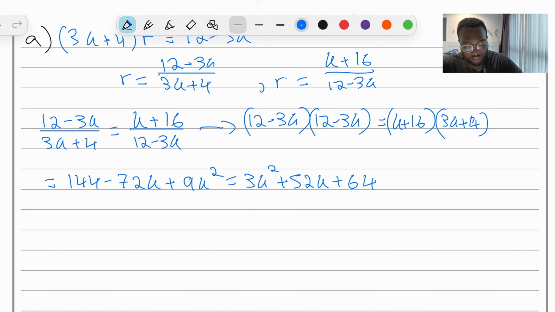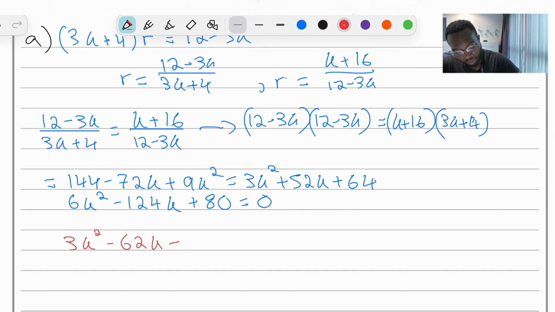Now, you just need to bring everything on the same side. Just bring everything to the left side. We get 6k squared. Bring that 52 over. We would get a minus 124k. Okay. And then we get 144. We get a minus 64. So that'd be a positive 80 is equal to 0. And now, as you can see, everything goes into 2. So therefore, we just divide everything by 2. We get 3k squared minus 62k plus 40, and that would be equal to 0.